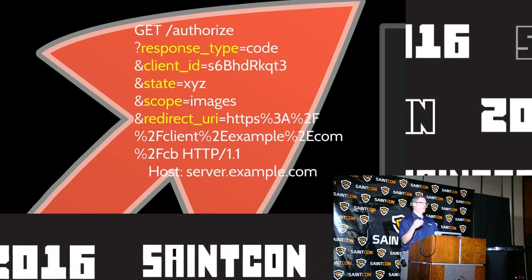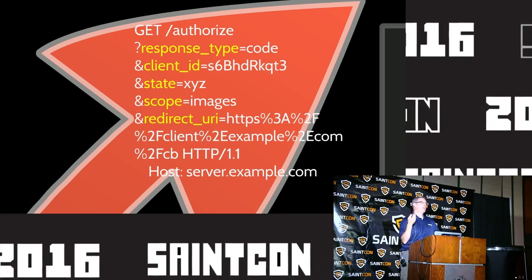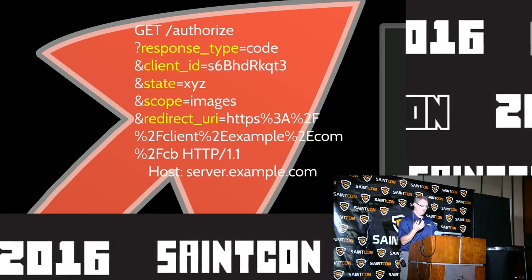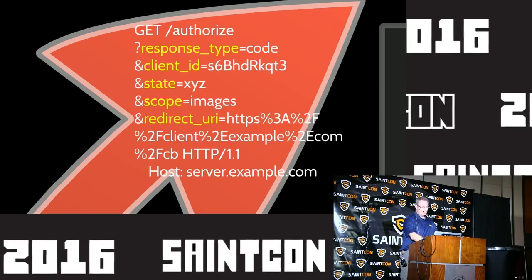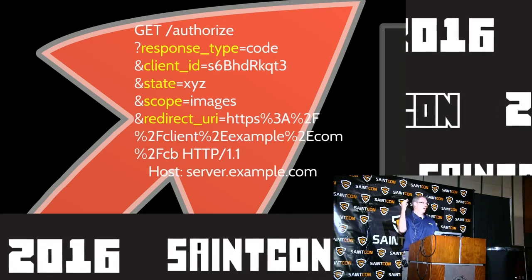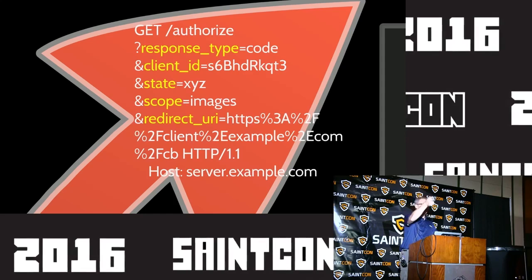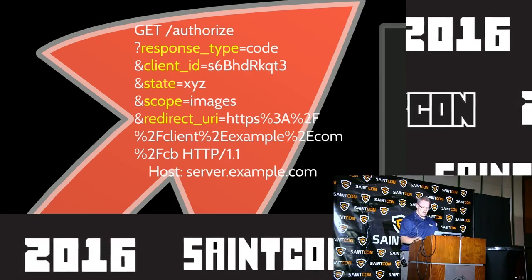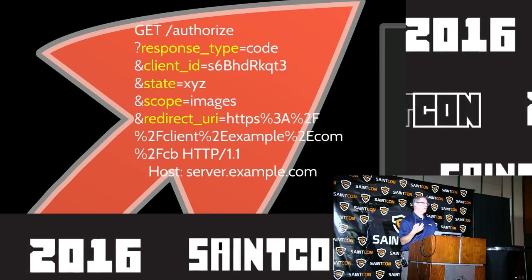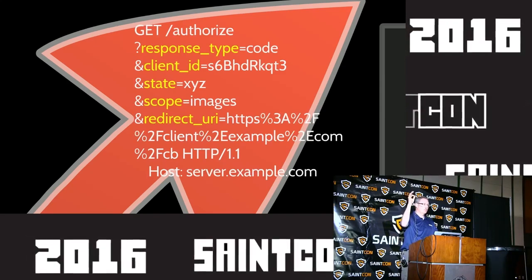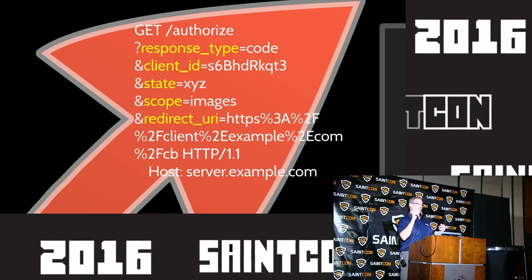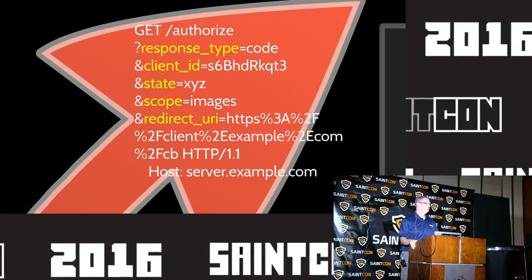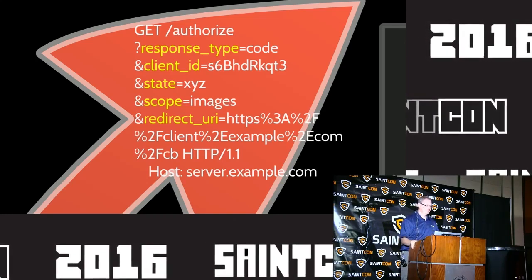Scope is what the client is asking for. In this case, the client is asking to see images. And then you put a redirect URI of where you want the authorization server to come back to when everything's already been authorized. And this URI has to be validated. It has to be pre-registered. You can have several endpoints at the client, and this one will tell you the exact one that you want.